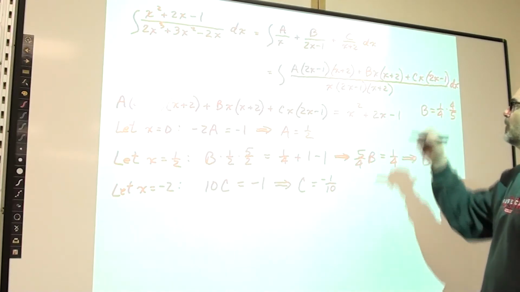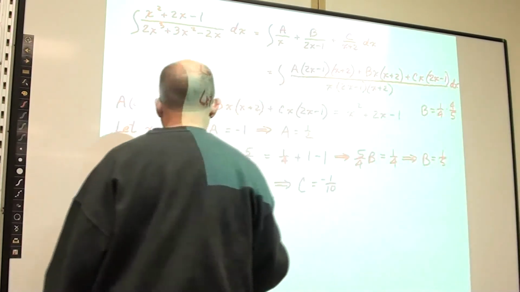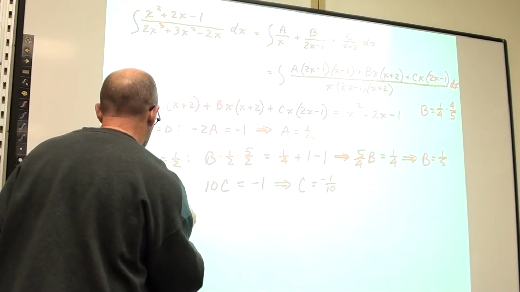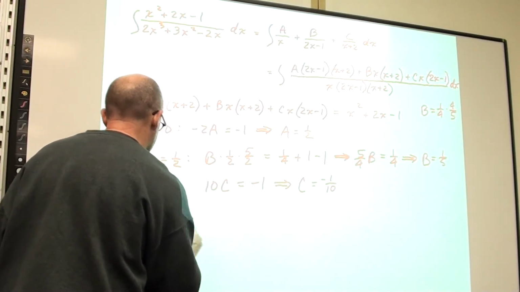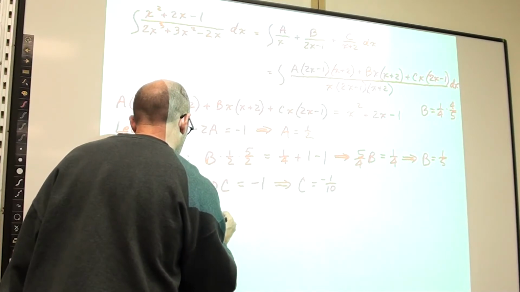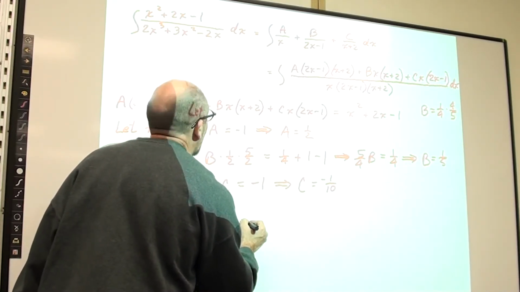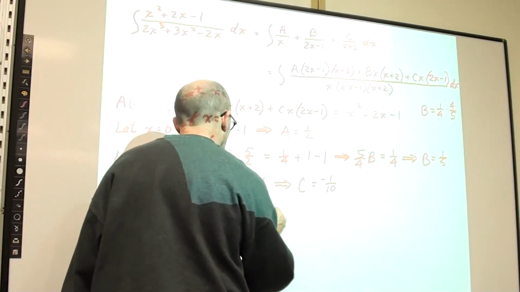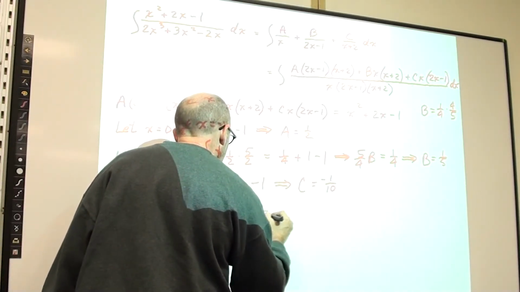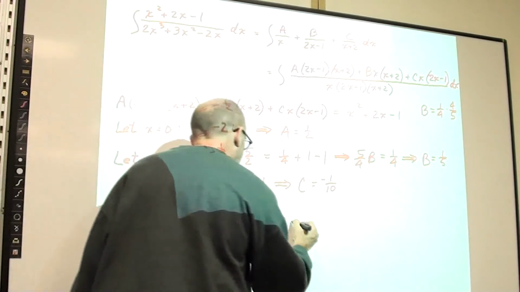Okay, now we put everything back in up here, and we have the integral of a, which is 1/2, over x, plus 1/5 over 2x minus 1, no, make that minus, minus 1/10 over x plus 2 dx.